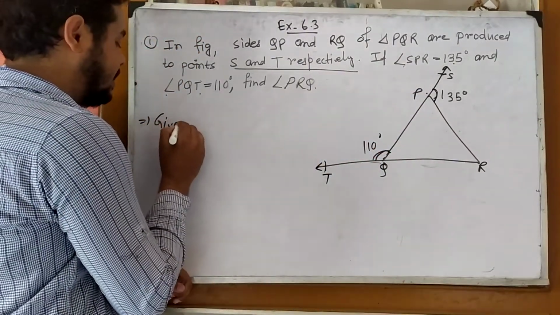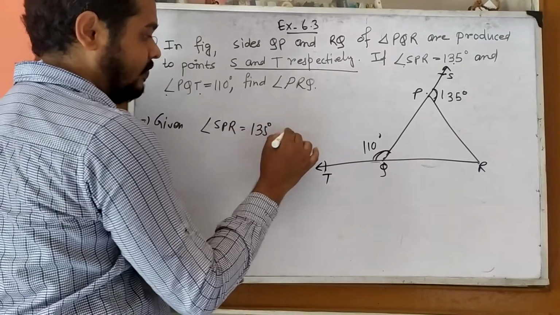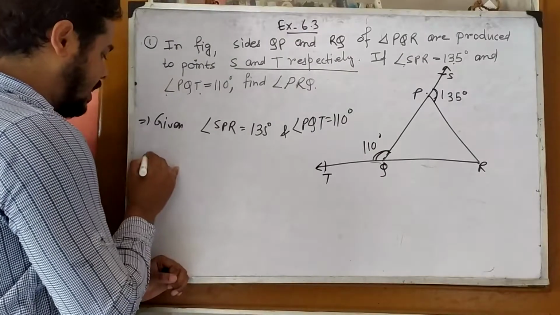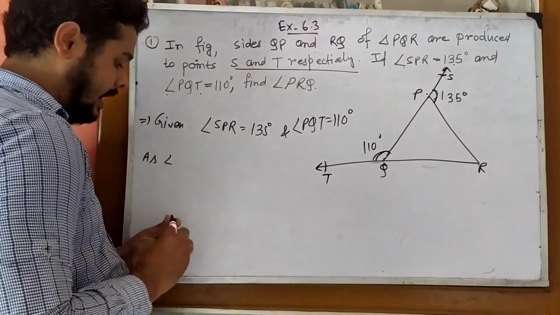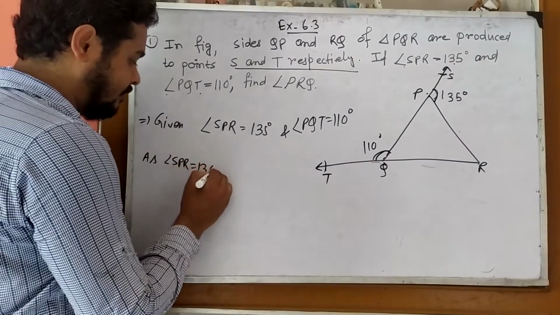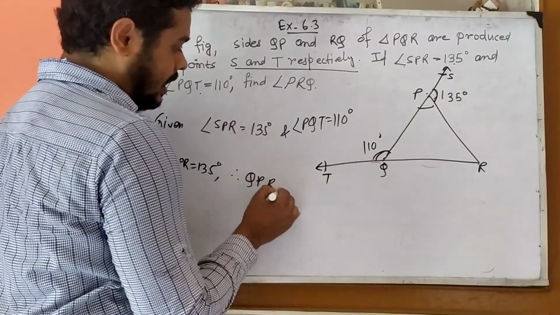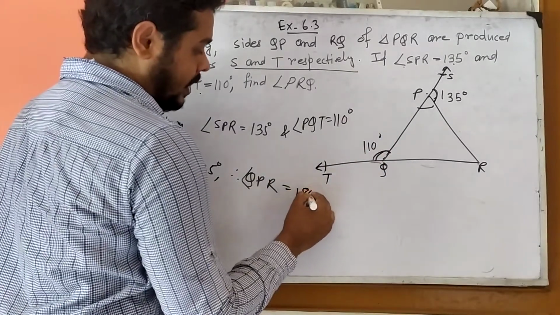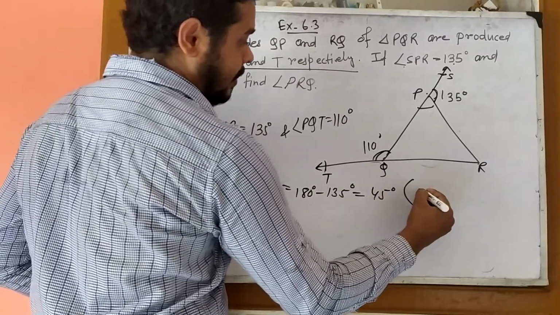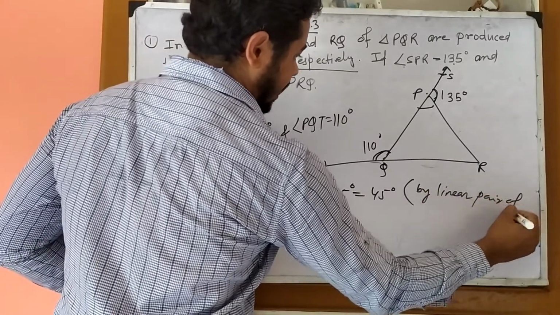So what is our given condition? The given condition is angle SPR equals 135 degrees and angle PQT equals 110 degrees. As angle SPR equals 135 degrees, therefore this angle, QPR, will be 180 minus 135 degrees, that is 45 degrees, by the linear pair of angles property.